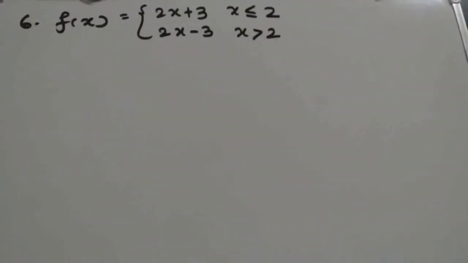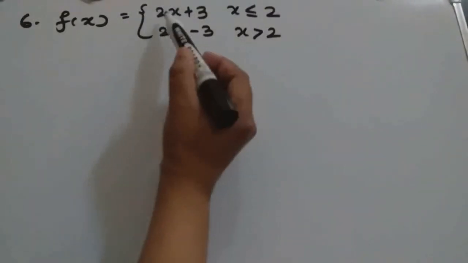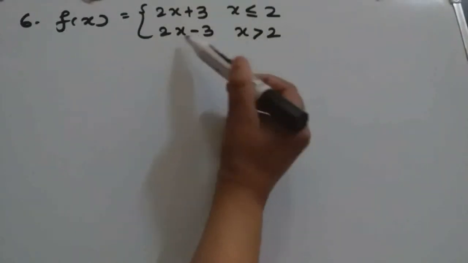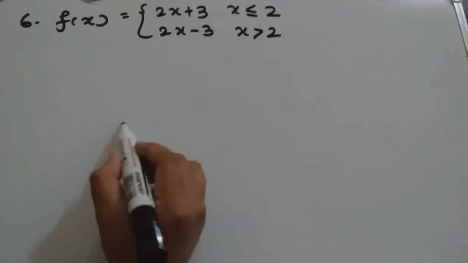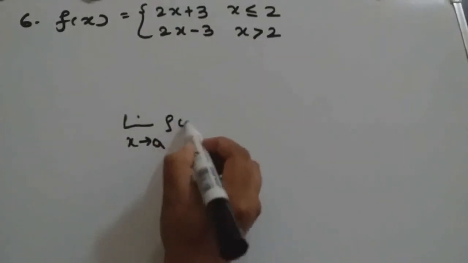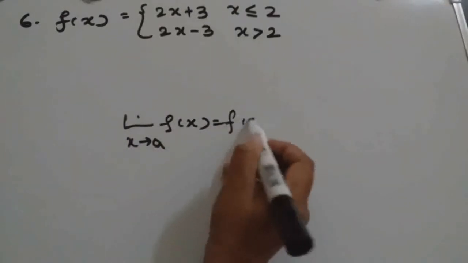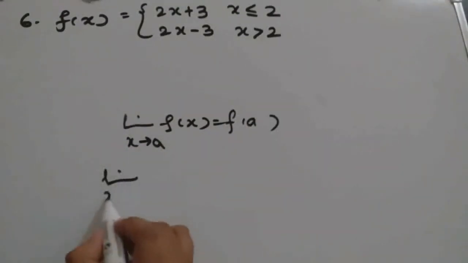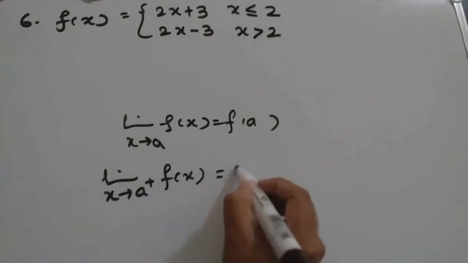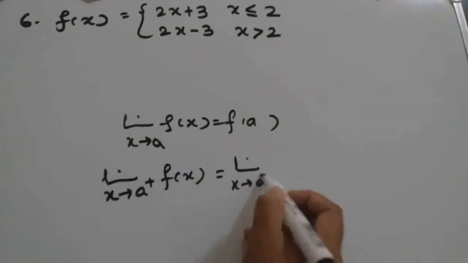Question is, find all the points of discontinuity of the function defined by 2x plus 3, x less than or equal to 2, and 2x minus 3, x greater than 2. Now we have two formulas here: limit x tends to a of f of x equals f of a, and the left hand limit and right hand limit. Which formula we can use here, that we have to check.